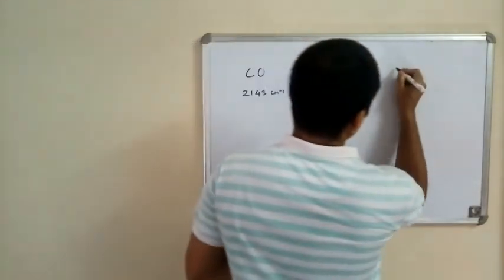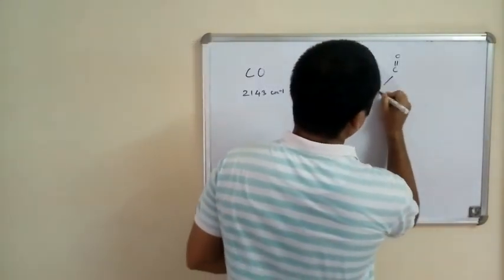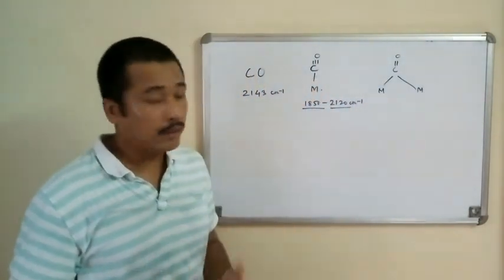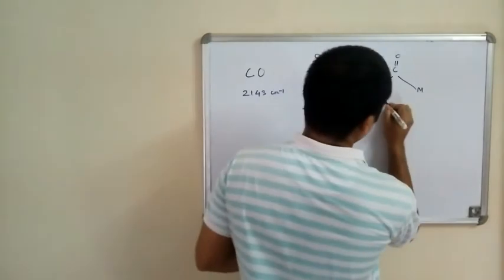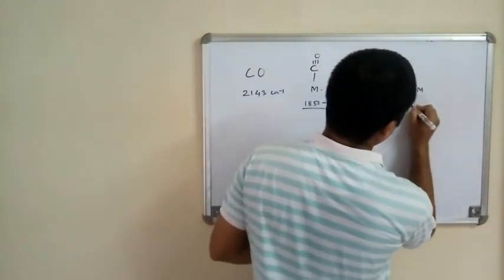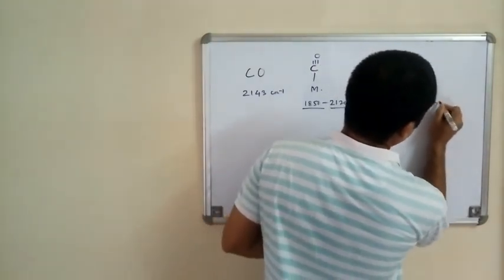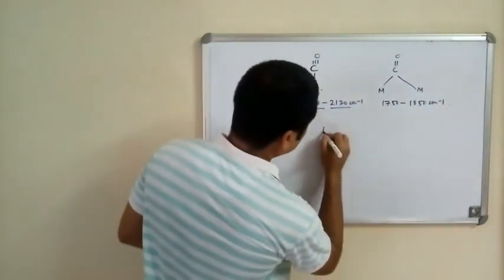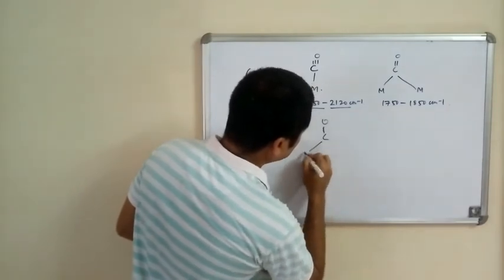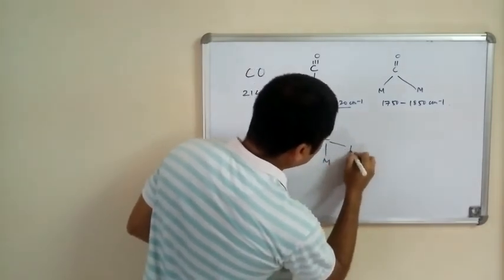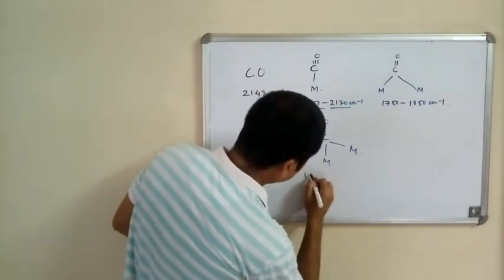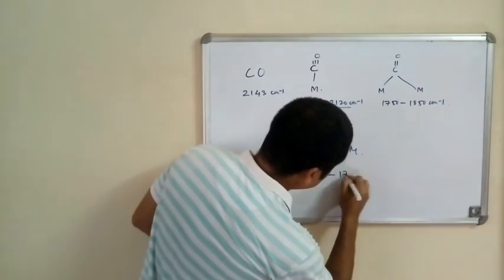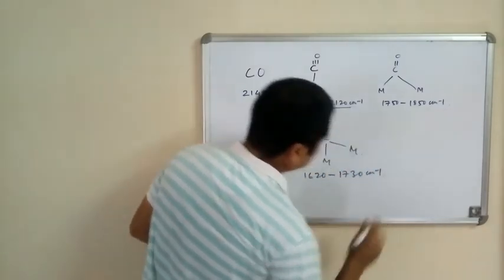For the doubly bridging binding mode of carbon monoxide, the CO stretching vibration appears somewhere between 1750 and 1850 centimeter inverse. And for the triply bridging binding mode of carbon monoxide, you observe the CO stretching vibration appear at an even lower stretching frequency wave number, that is 1620 to 1730 centimeter inverse.